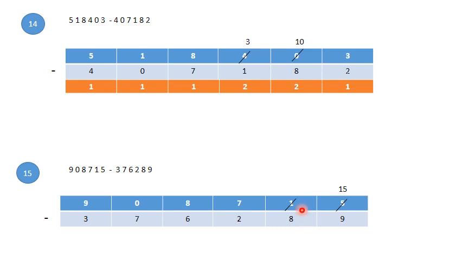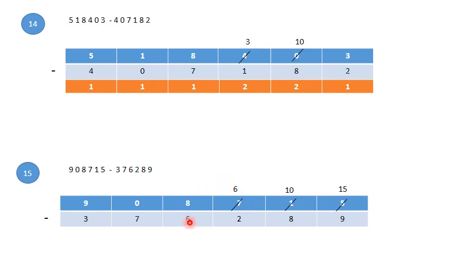Again 0 minus 8 you cannot do. So you borrow from here. So 0 will become 10, and the 7 will become 1 less, which is 6. Think over. 6 minus 2 you can do. Yes. Come to the next one.